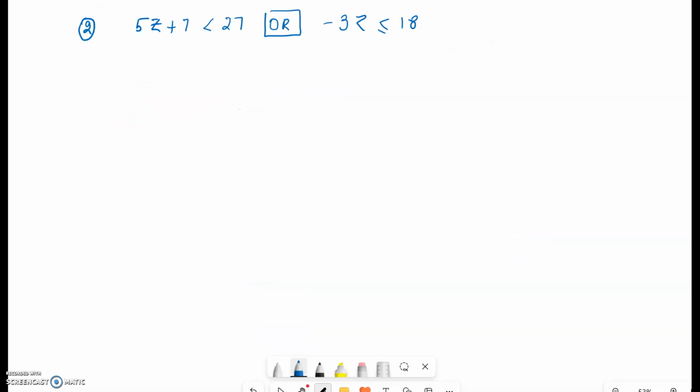So we have a compound inequality here. There are two inequalities joined by the word or. So or is the word that goes with union, uniting the two inequalities. The word and goes with the overlap or intersection. So let's solve each inequality separately. So let's do this. Let's solve for z. So we have 5z plus 7. Remember, we are trying to get z by itself. So I'm going to subtract 7 from both sides.